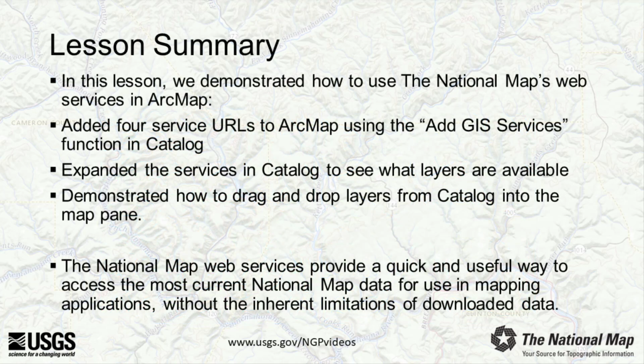In this lesson, we discussed how to use the National Map web services in ArcMap. We added 4 service URLs to our ArcMap using the Add GIS Server function in Catalog. We expanded the services in Catalog to see what layers are available, and we demonstrated how to drag and drop layers from Catalog into the map pane. The National Map Web Services provides a quick and useful way to access the most current National Map data for use in mapping applications without the inherent limitations of downloaded data.